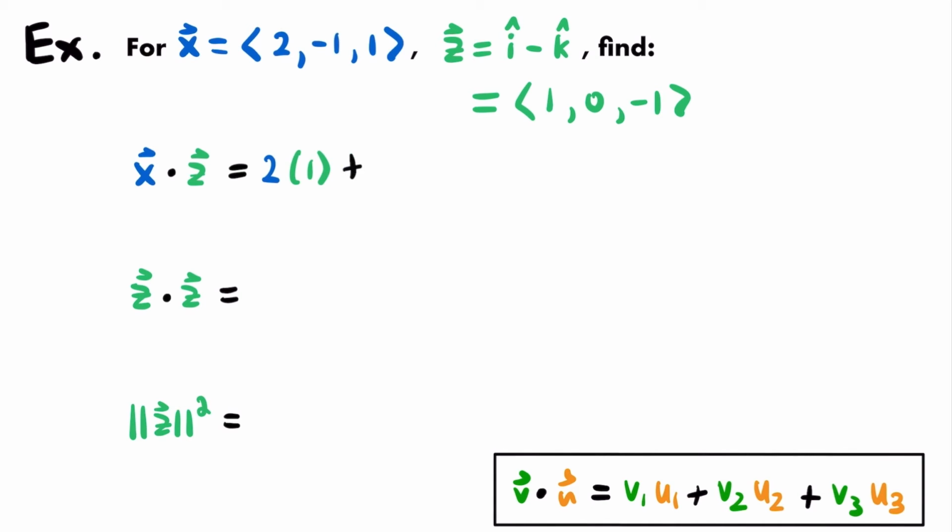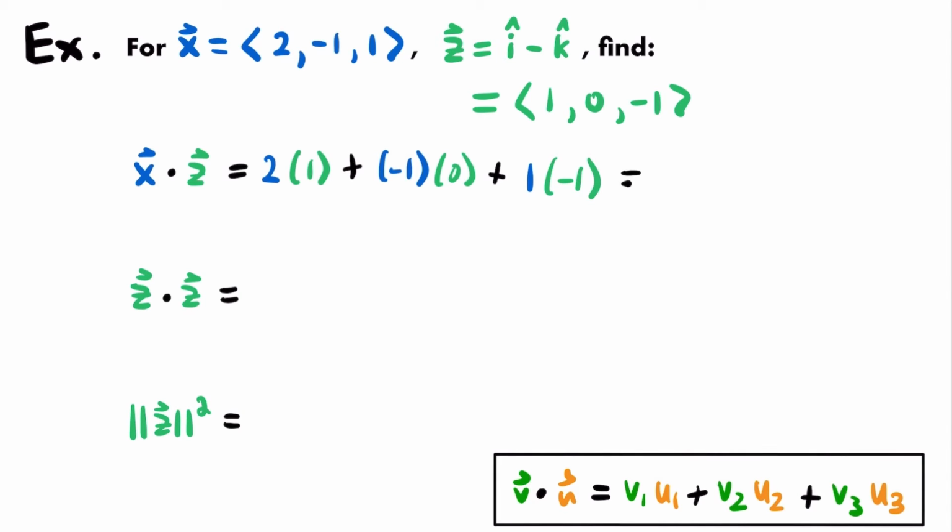Then we'll add that to the product of the y components. So we'll have -1 times 0. And then we'll add that to the product of the z components, which are 1 and -1. So we'll have 1 times -1.